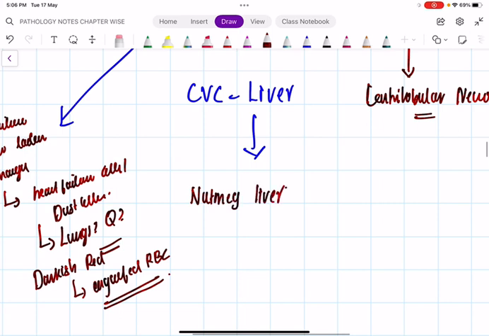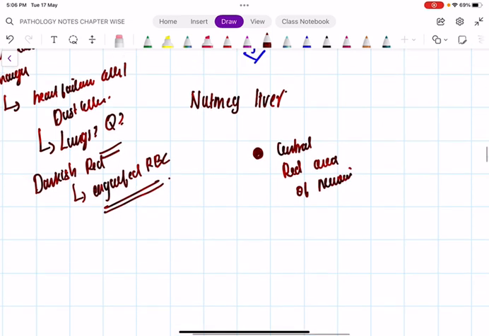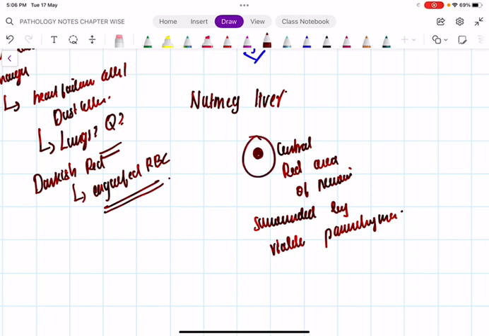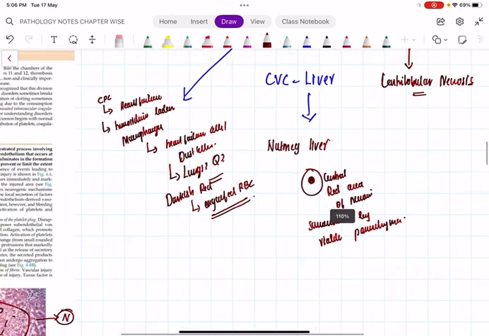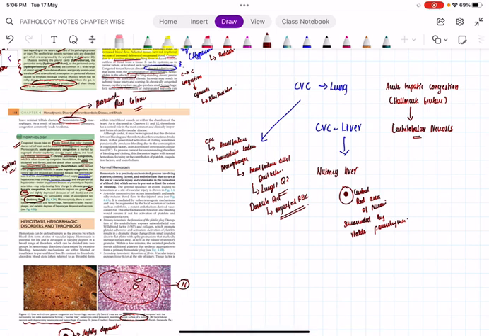Because it looks like the cut surface of a nutmeg. That means you have to explain there will be a central reddish area of necrosis surrounded by viable, meaning normal, liver parenchyma. This is how you should define it. You can't just say it looks like the appearance of nutmeg, so you have to correlate. Why nutmeg? Because central necrosis is surrounded by normal or viable liver parenchyma. So this is a characteristic finding.